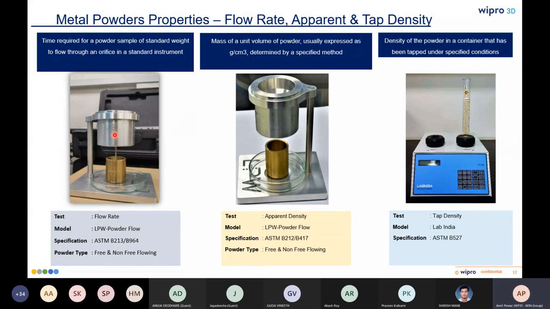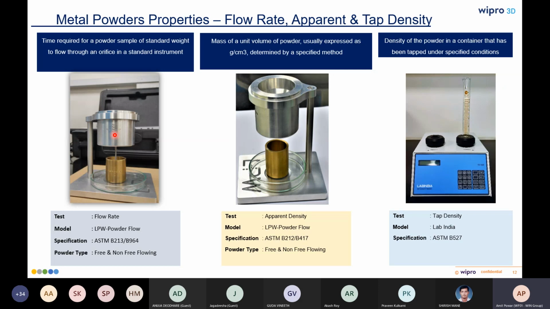Basically, you can imagine if a ball is spherical and you roll it on the floor, it will roll faster. If it is an irregular shape, then it will not roll, right? Like this, if the powder particle is spherical, then it will flow faster through this orifice. Basically, it gives you an indirect indication of your morphology.